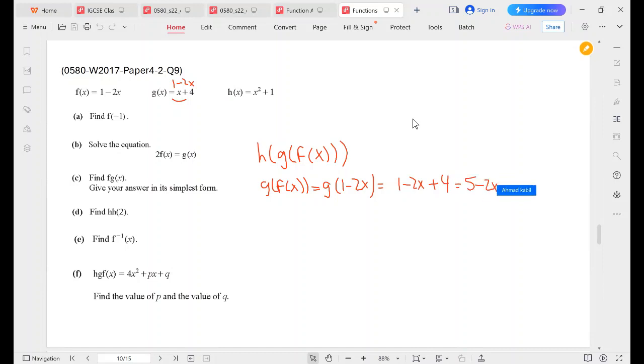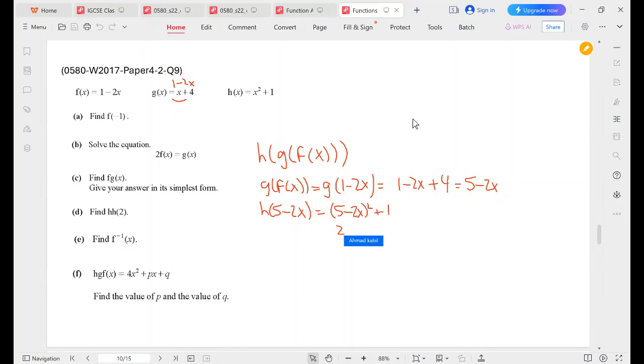So now we want to find h of this expression, h of 5 minus 2x. And this is equal to 5 minus 2x all squared plus 1.